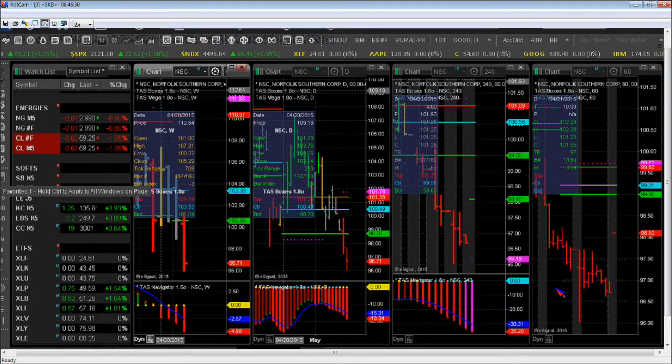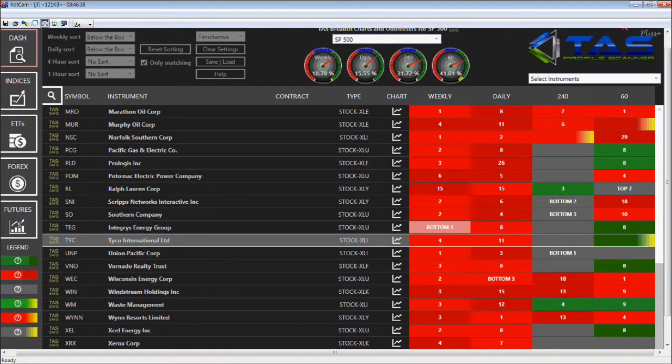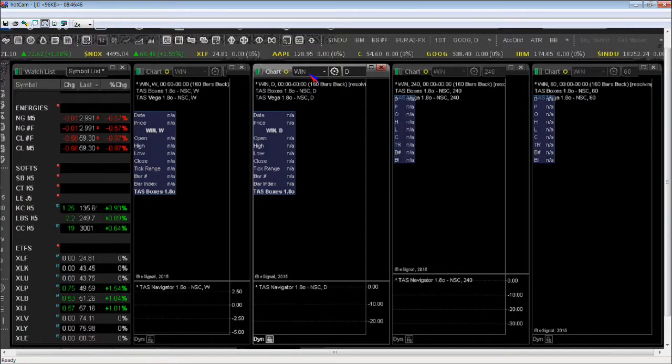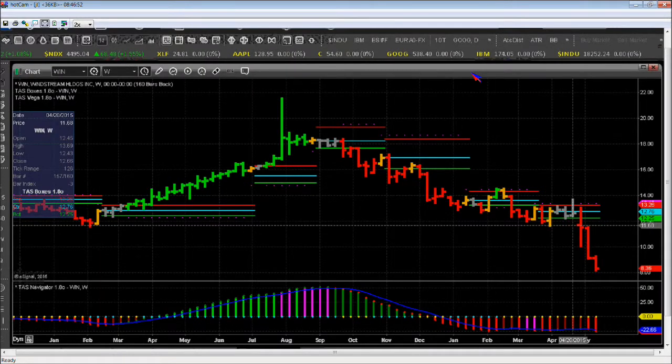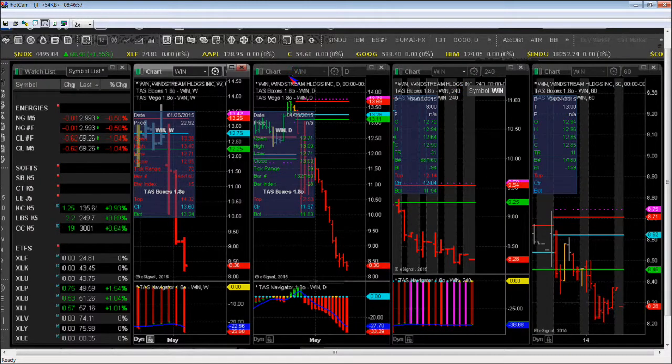Man, I love this thing. Oof. Let's take a look at Waste Management, WM. Actually, let's take a look at Windstream Holdings, WIN. Oof, that's ugly. All right, so 1225. And again, people out there going, why didn't you tell me when it was 1225? These are available and very apparent in the scanner.